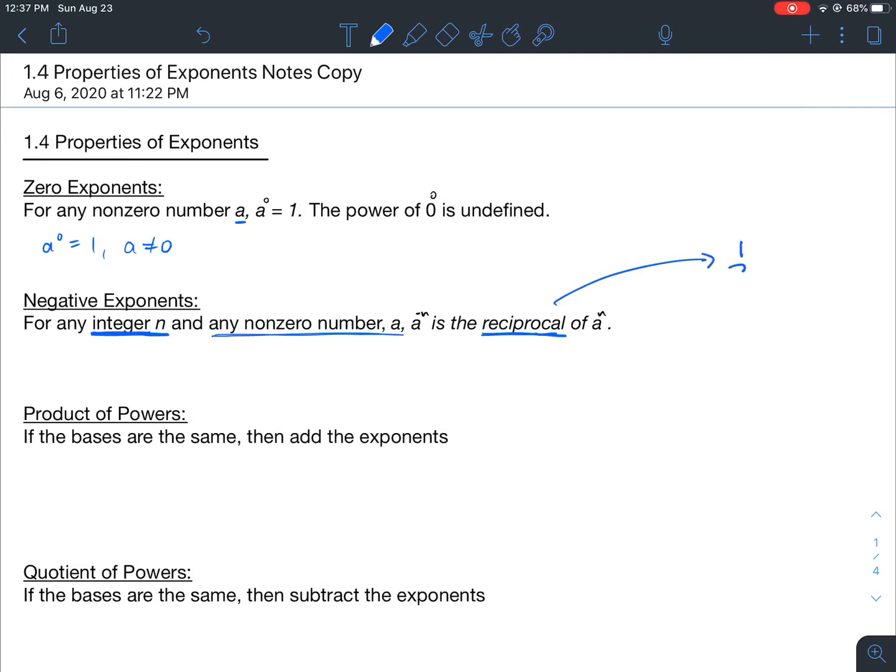So if you have the number 2, the reciprocal of 2 is 1/2. If you have 3, the reciprocal of 3 is 1/3. And likewise, if you have 1/3, the reciprocal of 1/3 is 3. Or if you have 1/2, the reciprocal of 1/2 is 2. So that's what reciprocal means. So what this is saying is a to the negative n is equal to the reciprocal, which is 1/a to the n. Just like that.